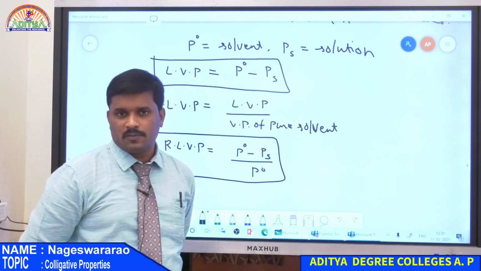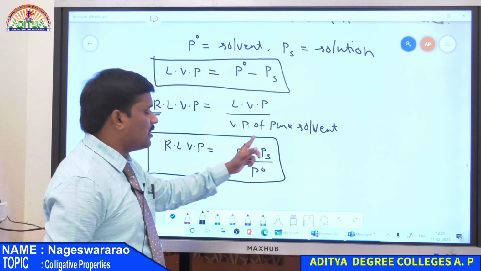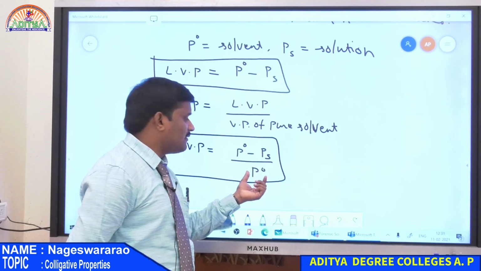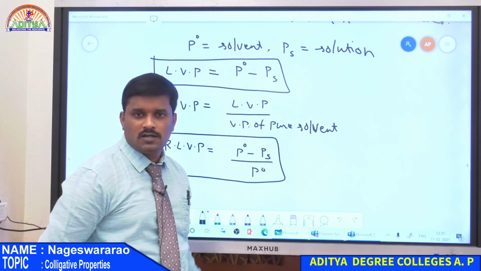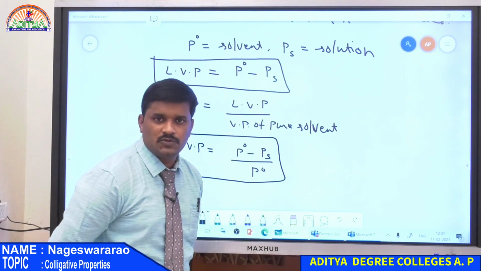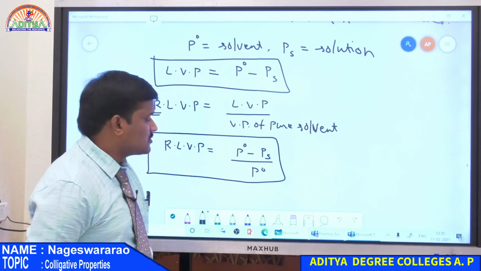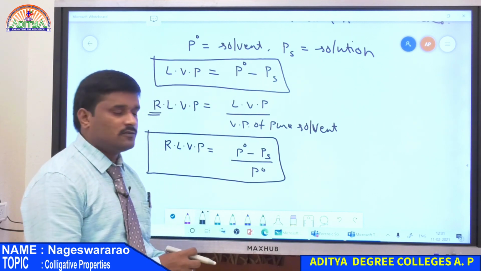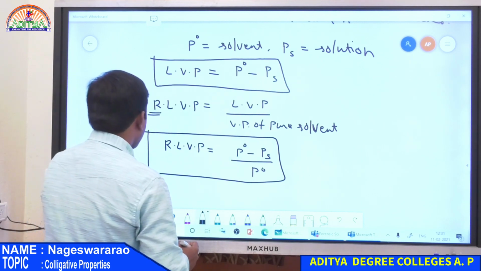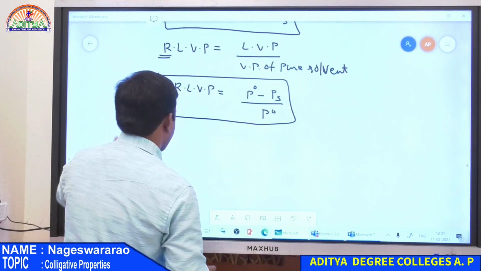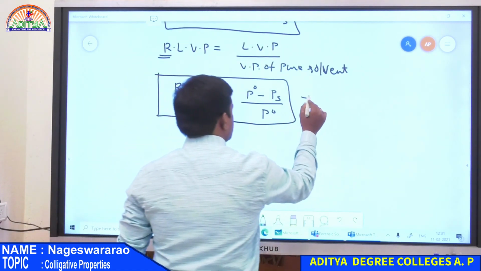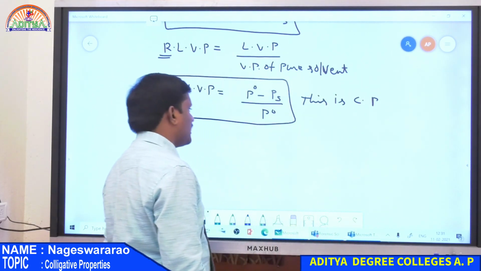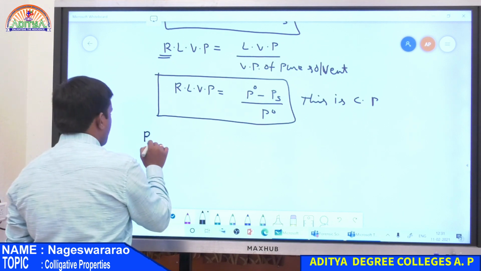Now it is a colligative property, and we have to prove this. This value, P naught minus Ps by P naught, is directly proportional to the number of moles of the solute, but does not depend on its nature. So we have to prove this is a colligative property, and it is proved by using Raoult's law. This is a colligative property, and it is explained by using Raoult's law.